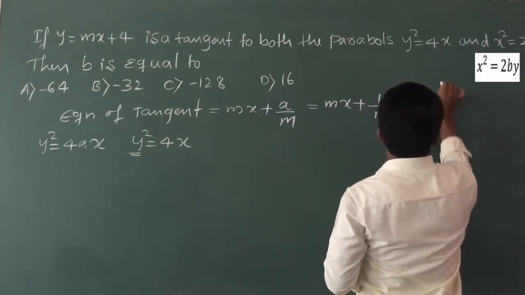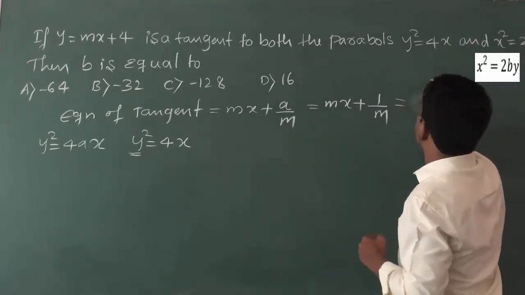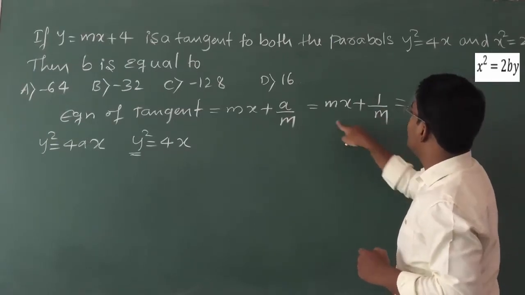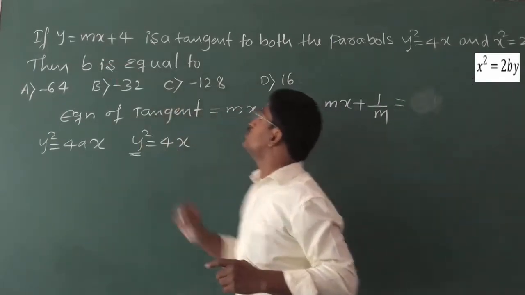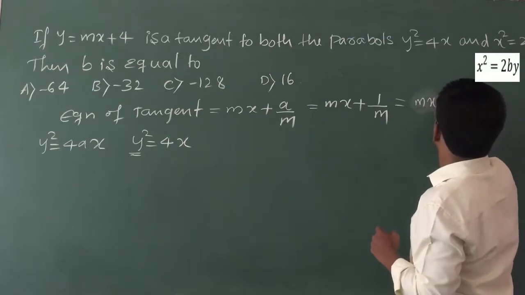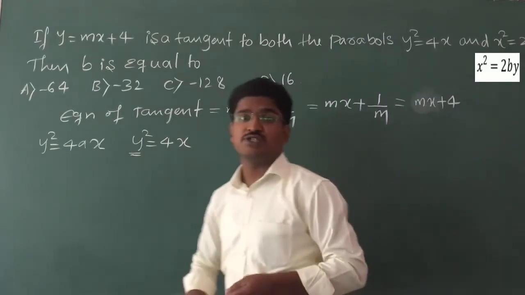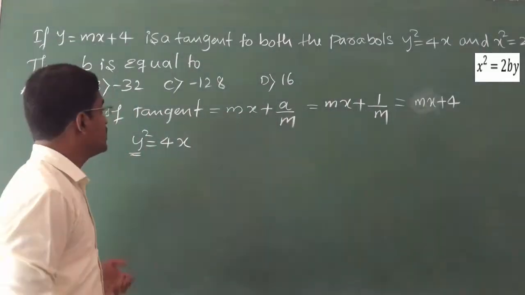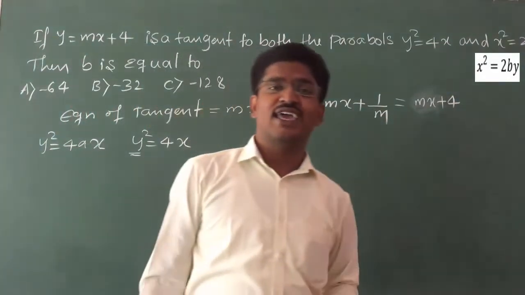M value is, okay, mx plus 1 by m, that is equal to what? Mx plus 4. Now you got one of the equation. If you don't understand this, I will again explain you.